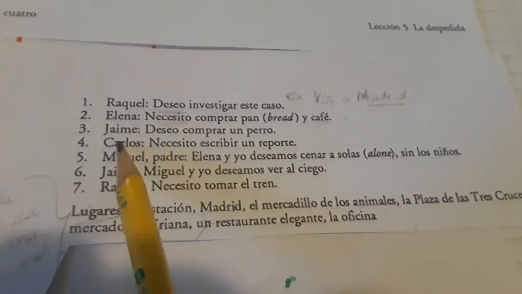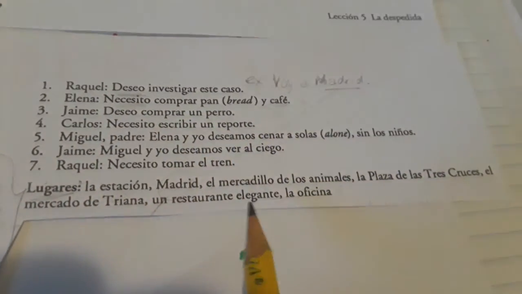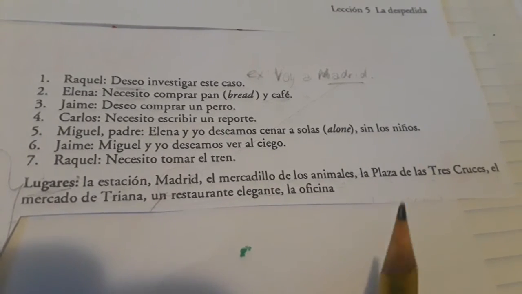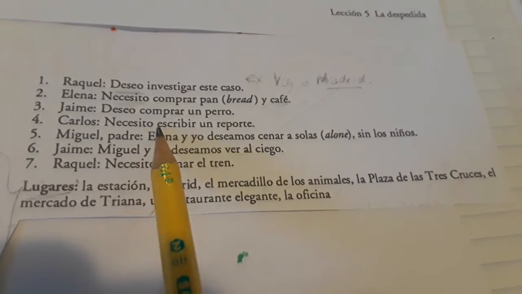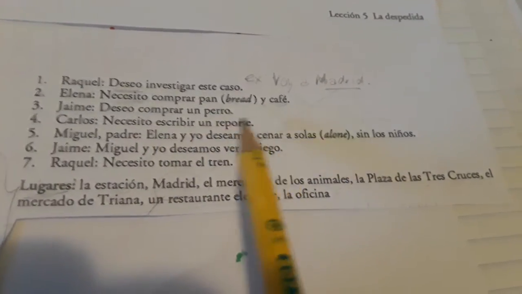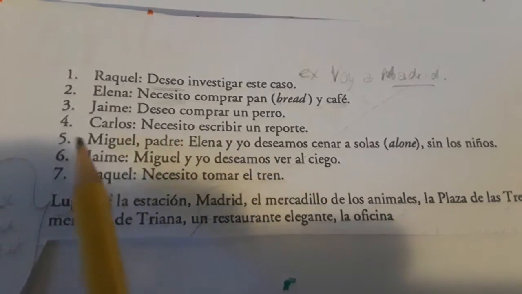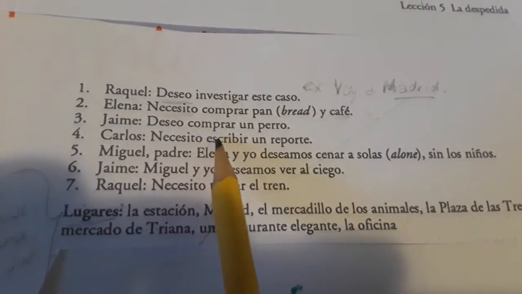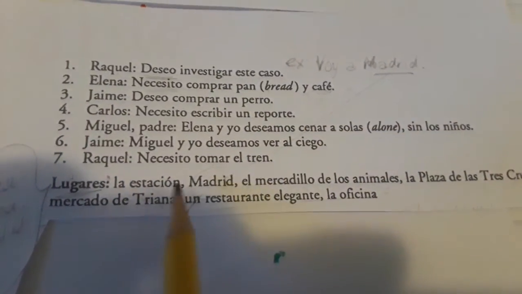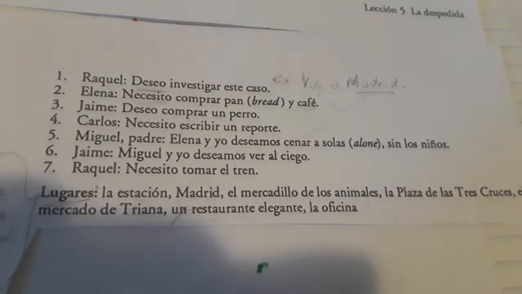Okay? I'm going to read the rest of them for you. Hopefully you can figure out the rest. Jaime, it says, deseo comprar un perro. So where would Jaime go if he wants to buy some dogs? I just told you what these places were. Carlos, necesito escribir un reporte. Next one is Carlos. I'm going to repeat it again. Número 4, Carlos says, necesito escribir un reporte. So where would he go if he needs to make a report?